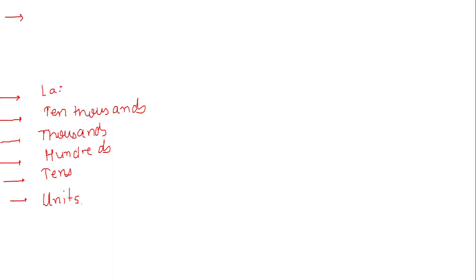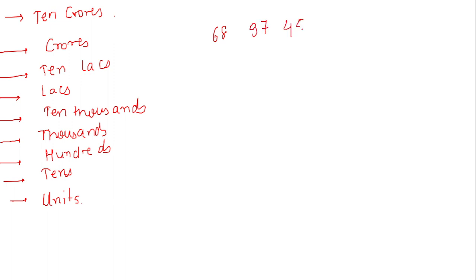Then we give lakhs, then 10 lakhs is the place. Okay, next place is the crores, and then is 10 crores. Okay, so here if I give you a number, again the same 68 crores 97 lakh 45,132 is the number. Okay, now here let us go through each and every digit and understand what is the place value for the given digit.